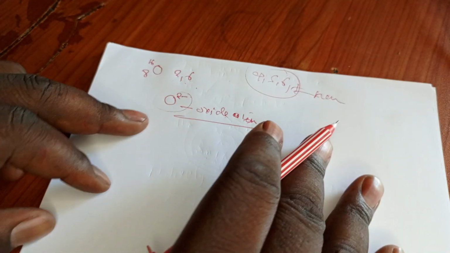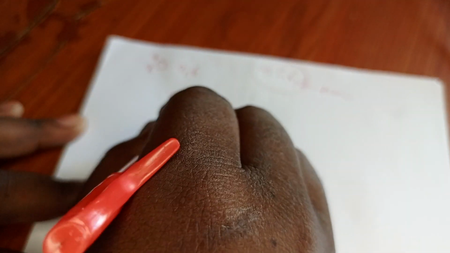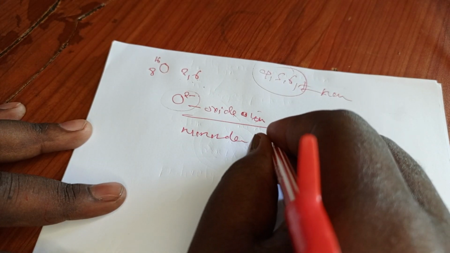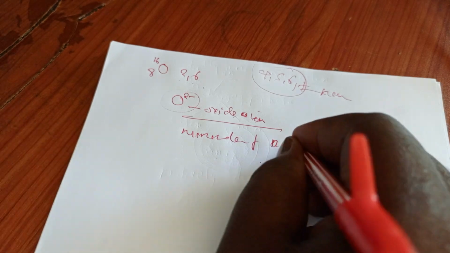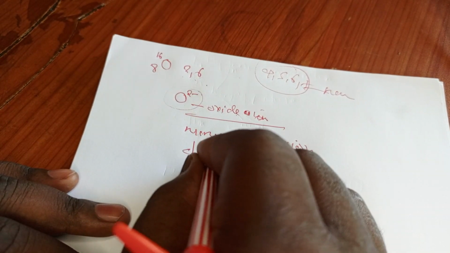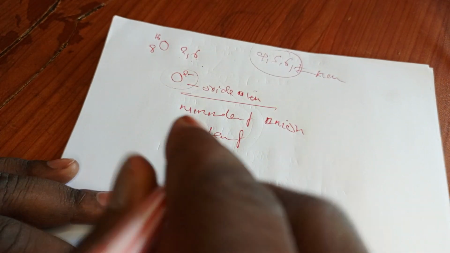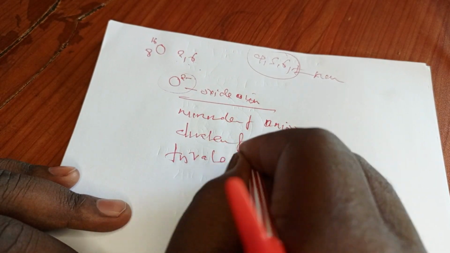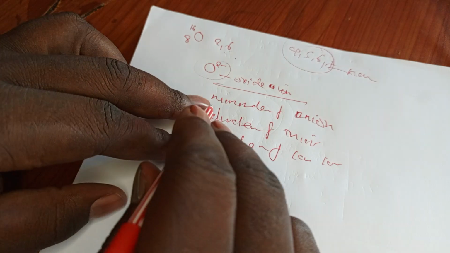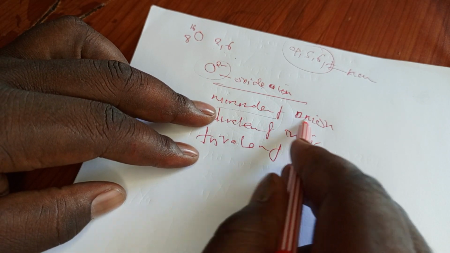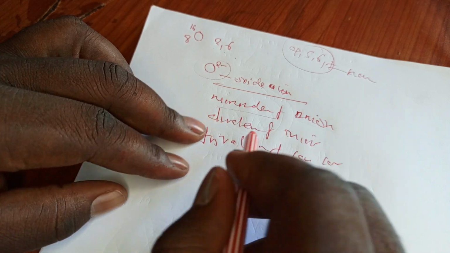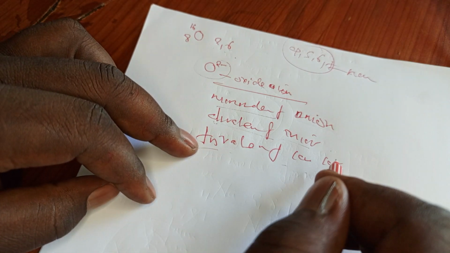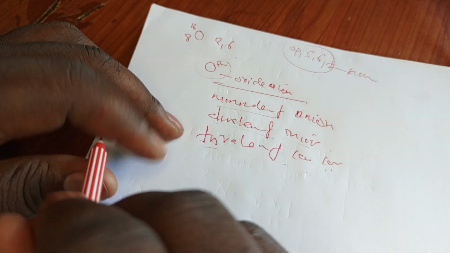And similar to cation, we have monovalent anion, also divalent anion, and trivalent anion. A monovalent anion gains 1 electron. Mono means 1 single electron. A divalent anion gains 2 electrons. A trivalent anion gains 3 electrons.